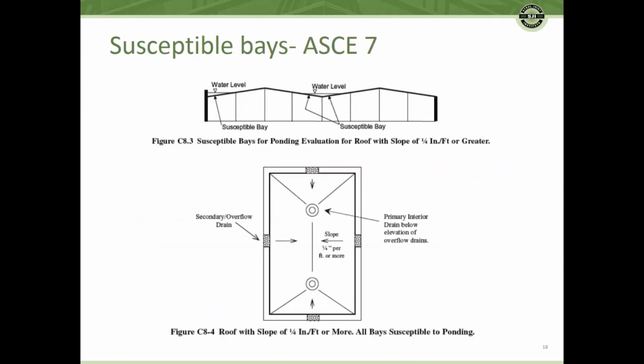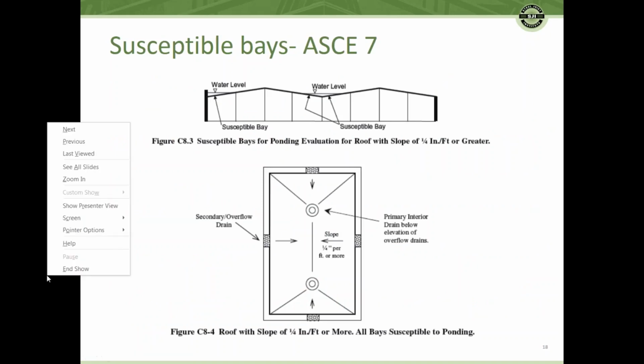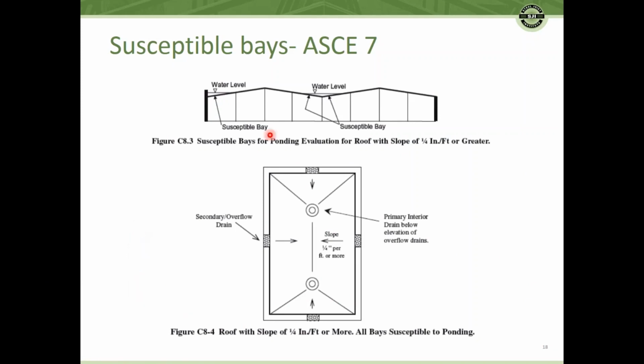They also show a picture in ASCE 7. What's a susceptible bay? Let's see if I go over here. Here's the susceptible bay, because there's a wall and there's obviously a parapet. Here's an interior condition, so it's a susceptible bay. And this one's not, because it's free draining and it has a good slope. And then there's another picture here based on the slope of the building and scuppers, whether it's a susceptible bay or not.